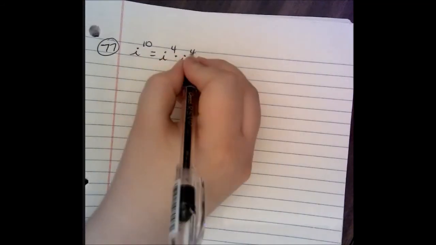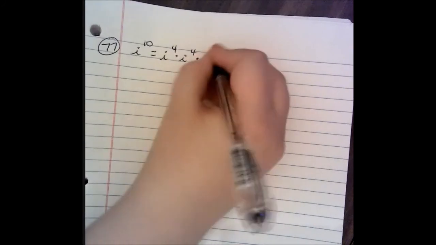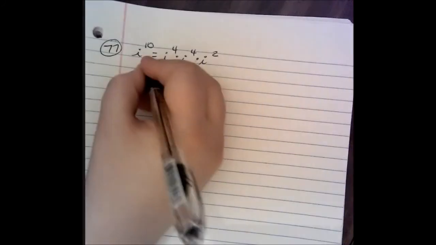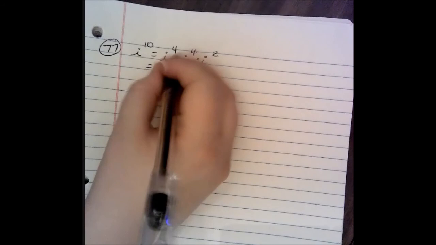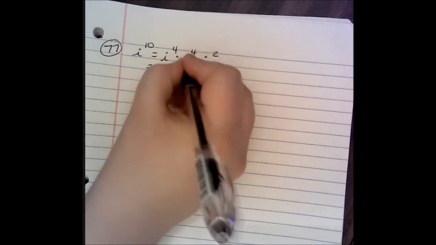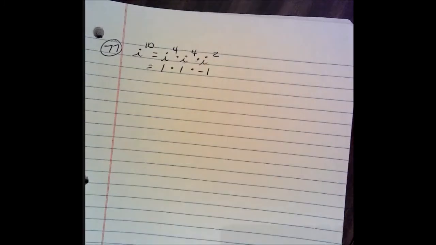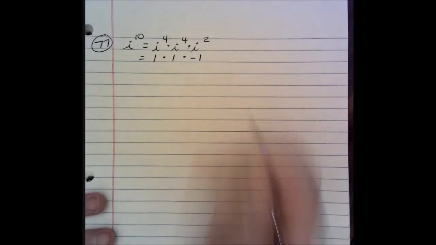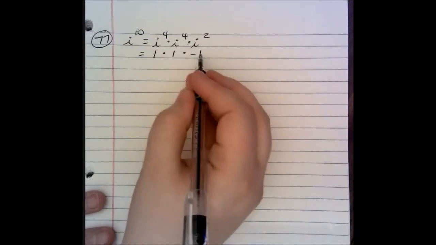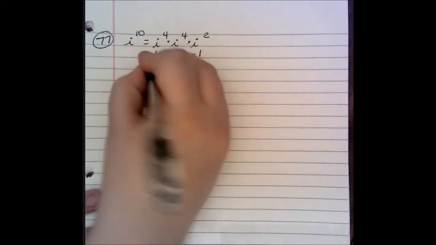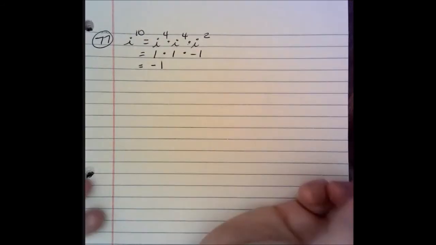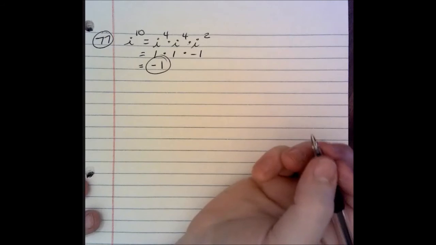Well, I could break that up to be an I to the fourth written out twice, because 4 plus 4 is 8, and then we need 2 more. So I to the fourth is 1, I to the fourth is 1, I squared is negative 1. So when you multiply 1 times negative 1, you're going to get negative 1. So that's the answer we're looking for.